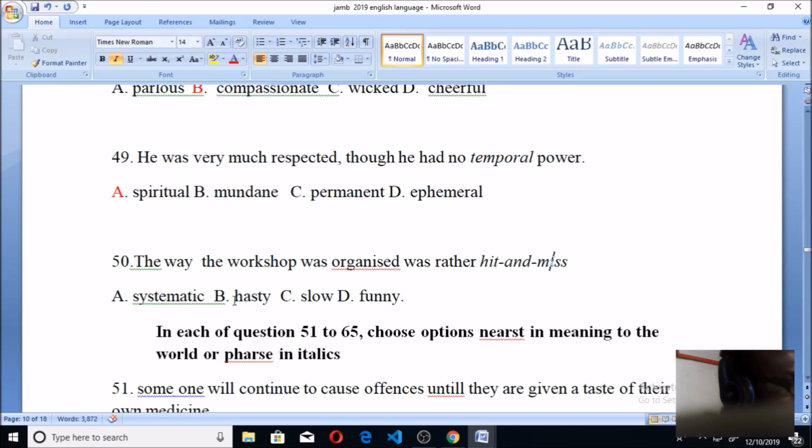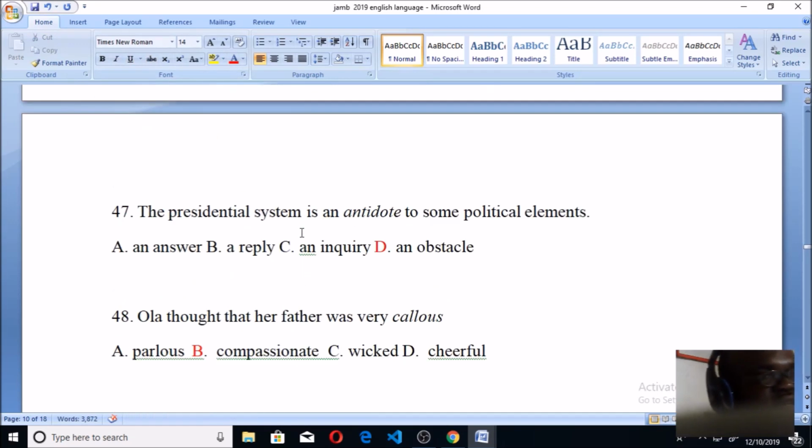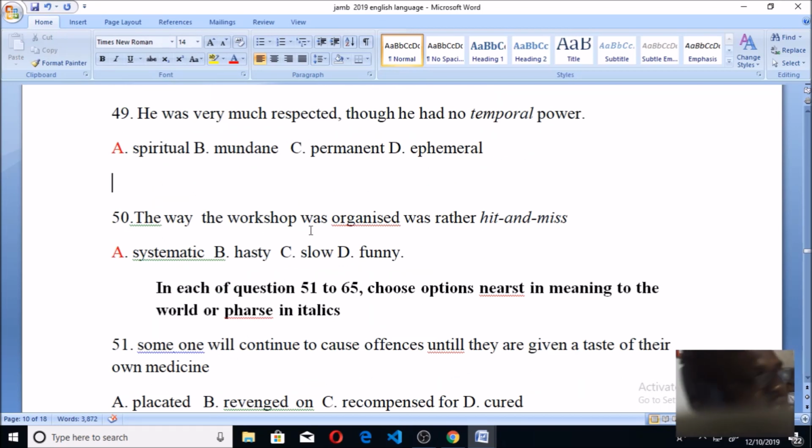B, hasty simply means done or acting with speed or urgency. C, slow means moving or capable of moving only at slow speed. Then funny simply means causing laughter or amusement. So hit and miss simply means something that is not well organized. It could be said to be hasty or something. So the opposite should be systematic, and that is the answer to that. So that's how we conclude these opposite in meaning antonyms.